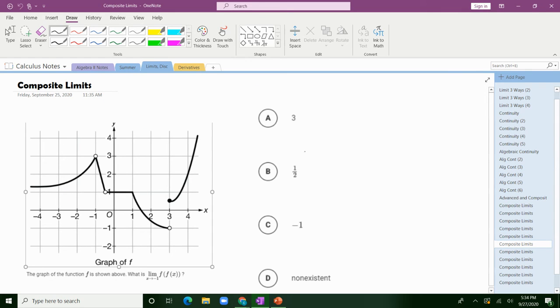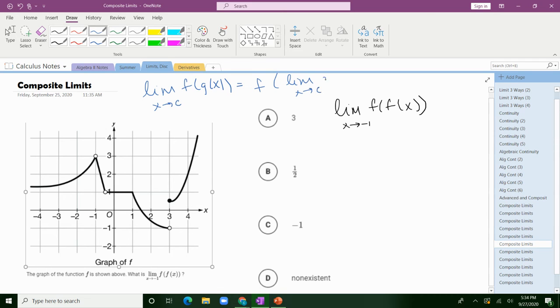Okay, here's a nice multiple choice. So I'm looking for the limit as x approaches -1 of f of f of x. So let's go ahead and try to apply our rule here. And our rule said that the limit as x approaches c of f of g of x equals f of the limit as x approaches c of g of x. Okay, so that would be the limit as x approaches -1 of my inside f of x. We'll call this my outside.